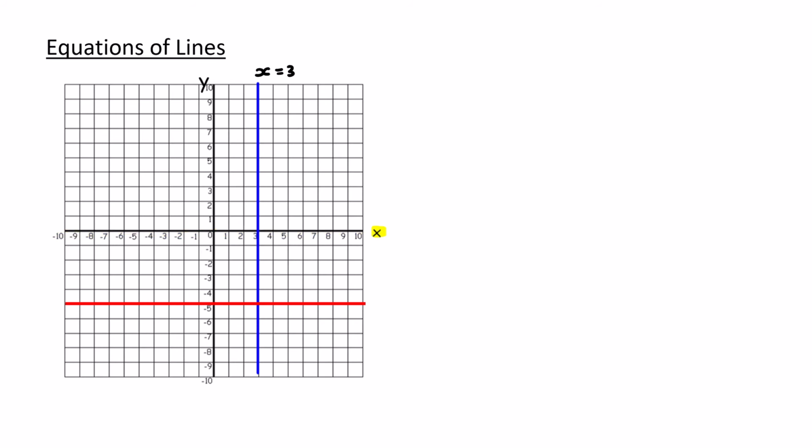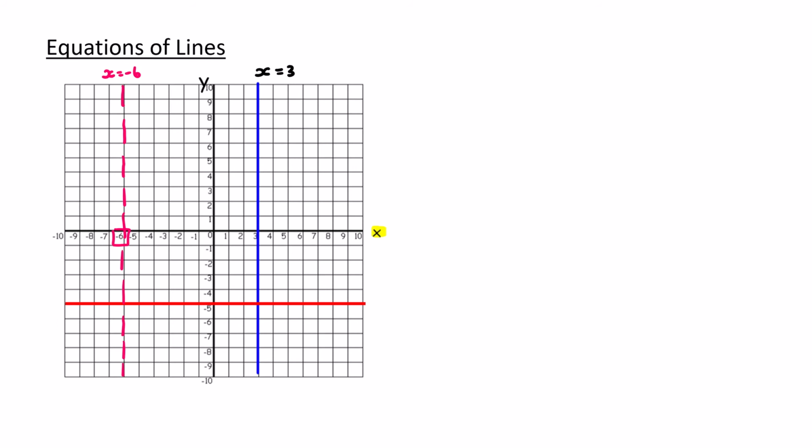Any vertical line is an x equals line. If I have a line here, that's a vertical line. I'm not using a ruler, so I'm just keeping it a dotted line. That cuts the x-axis at -6, so it's an x equals -6 line.